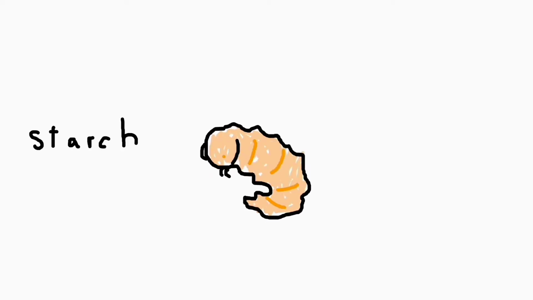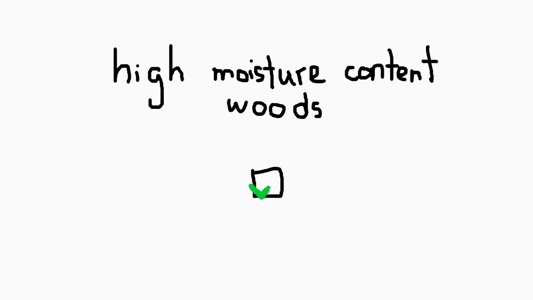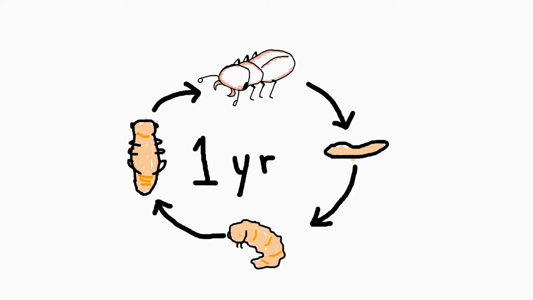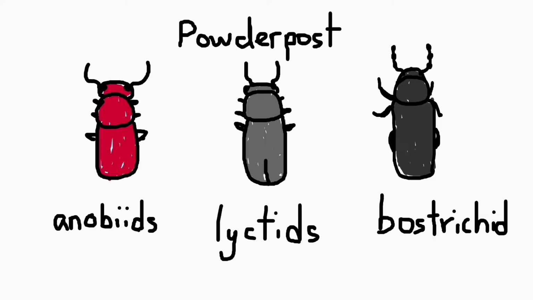Their diet is dependent on either the starch or the cellulose of the wood, depending on the type. Besides, powder post beetles also prefer woods that have high moisture content, and their average life cycle is 1 year. The 3 most destructive groups of powder post beetles are the lyctids, anobiids, and bostrichids.